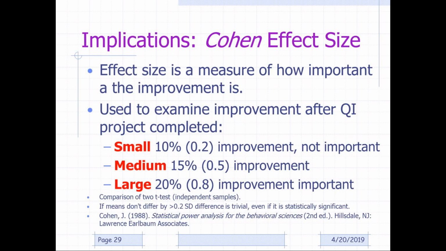So it's basically a comparison of two t-test independent samples. If the means don't differ by greater than 0.2 standard deviations, the difference is trivial, even if it's statistically significant. This is commonly used in analyzing data within quality improvement projects. We do this because we want to know how much of an effect a change has on the outcome.